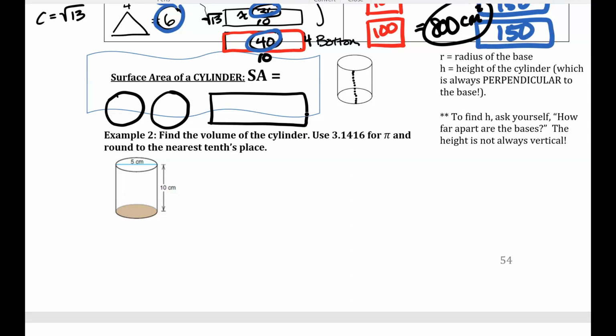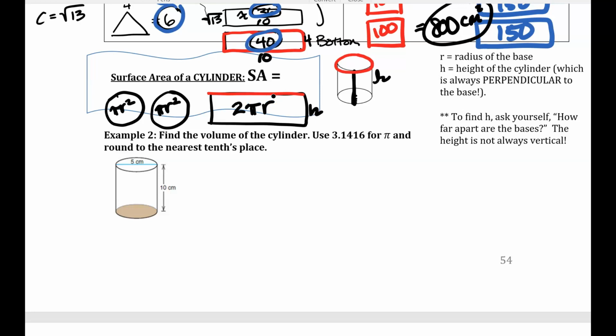And if we were to break it down just like we did the prism and find the area of the two circles, well, each circle is pi r squared because that's the area of a circle. And then this rectangle has a height of whatever the height is of the cylinder, so we'll call this h. And then the length of the rectangle is just the distance around the top of the cylinder, and distance around a circle is just circumference.